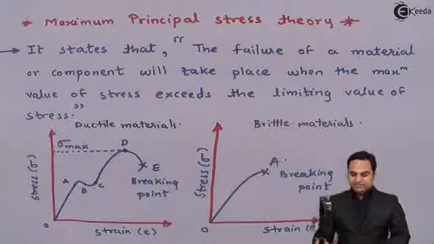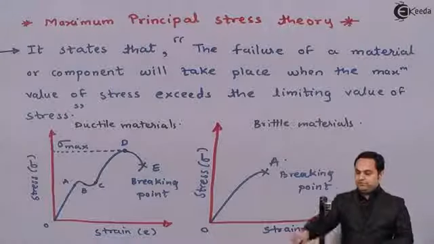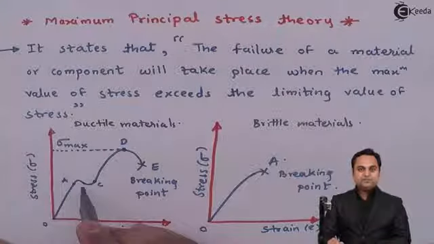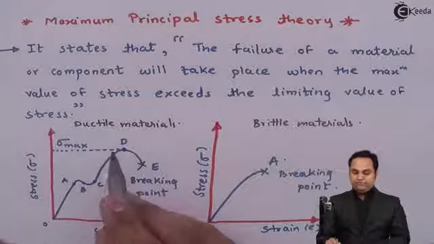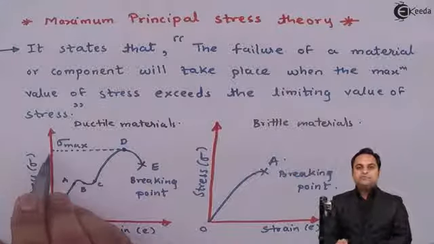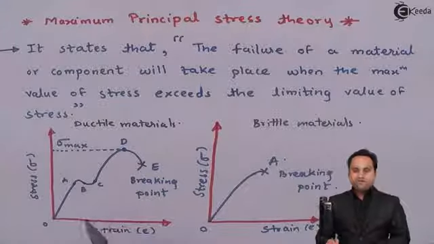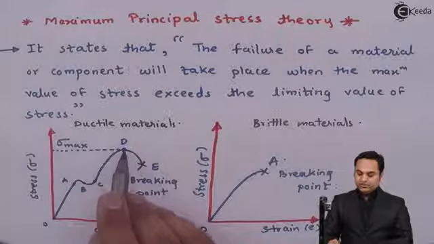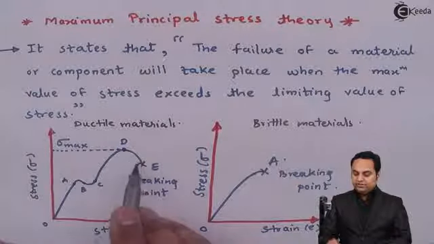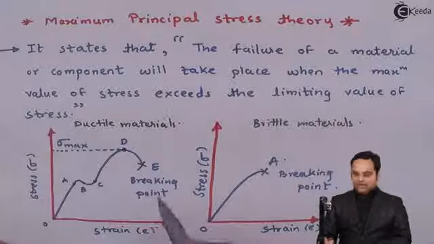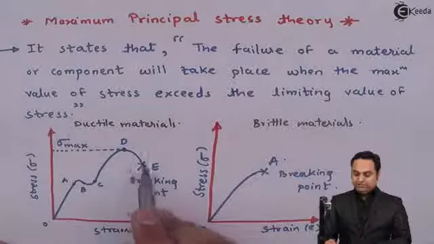Now, as we can see in the first graph, that is for ductile materials, when we are increasing the stress, strain also increases, and there is a point in this graph, that is point D, where we are having the maximum value of stress. Now, from this graph it is clear that after the maximum stress has been reached, there is a region from D to E in which even if the stress goes on decreasing, the strain value increases, and finally at point E the material breaks.